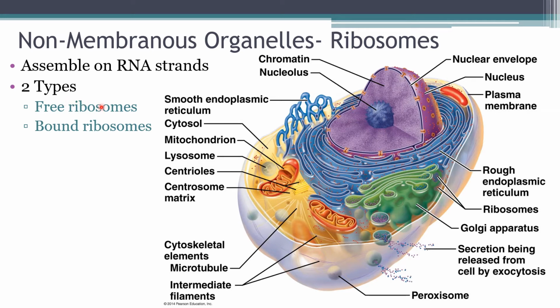There are also free ribosomes. So you'll see some orange ribosomes over here that are not associated with that rough ER at all. So these are the free ribosomes. They're not bound to rough ER. These ribosomes are usually in small clusters in the cytosol, and they produce what are called cytoplasmic proteins, proteins that are going to be in the cytoplasm.